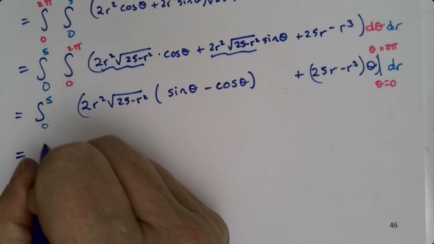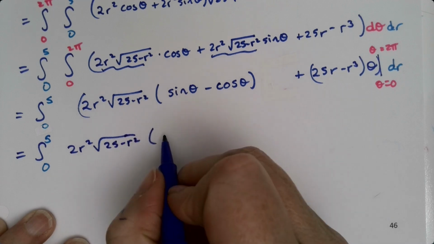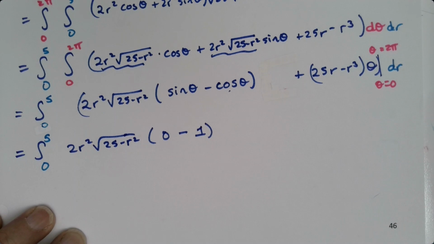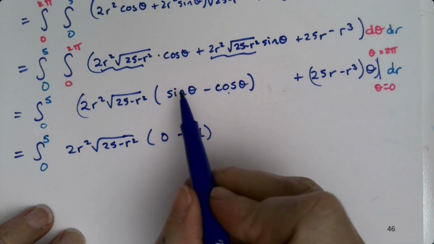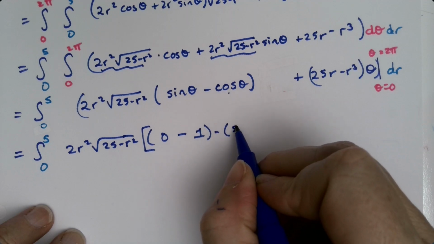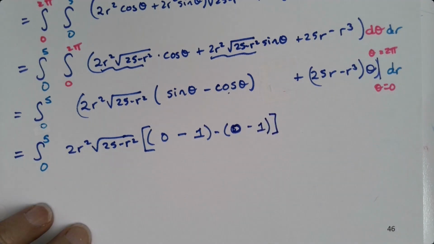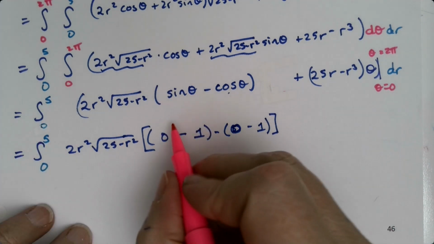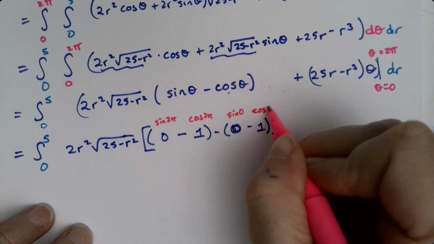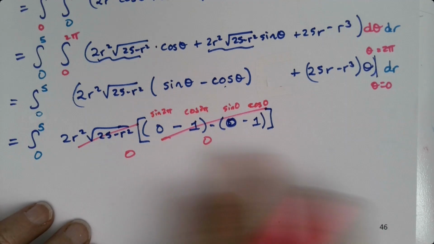So this is the integral from 0 to 5, 2r squared, square root of 25 minus r squared, times 0 take away 1, because the cosine of 2 pi is 1. So just to be clear, I want to put 2 pi in here twice. So sine of 2 pi is 0 minus cosine of 2 pi. And then I want to subtract sine of 0, which is 0, minus cosine of 0, which is 1. So if you notice what's happening, this is sine of 2 pi, cosine of 2 pi, sine of 0, cosine of 0. But 0 take away 1, minus a minus 1 is plus 1. This whole thing is 0. That whole term is gone.